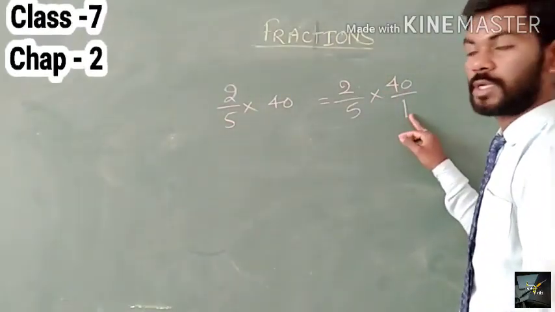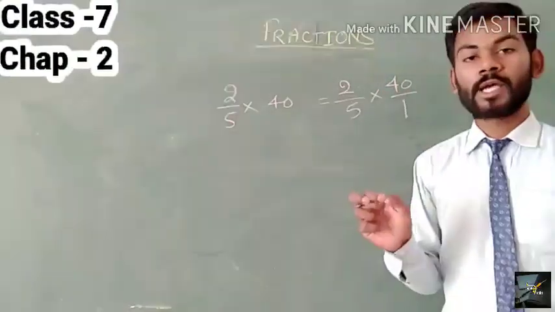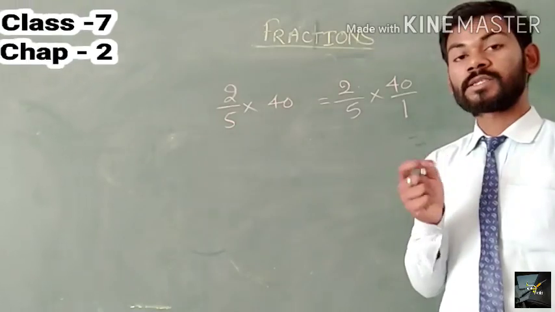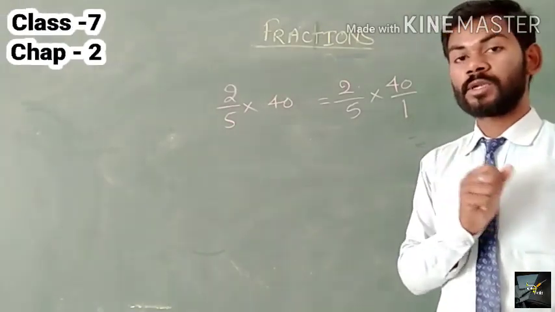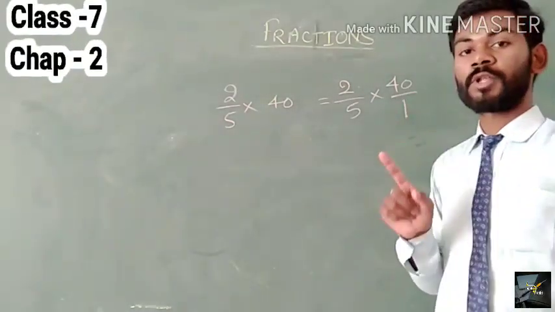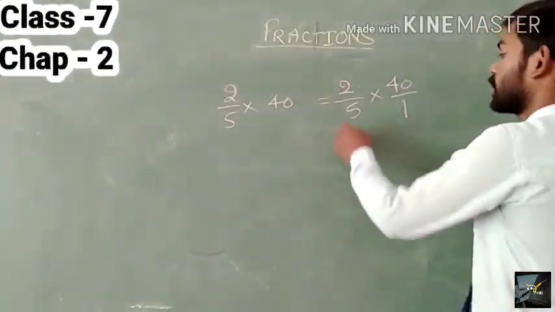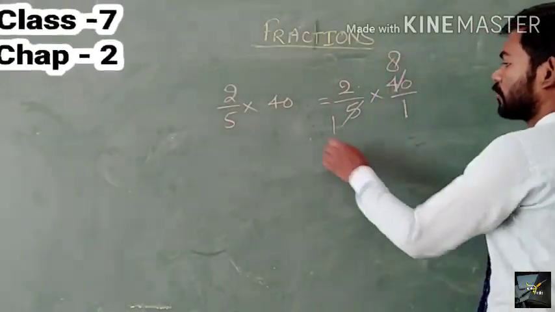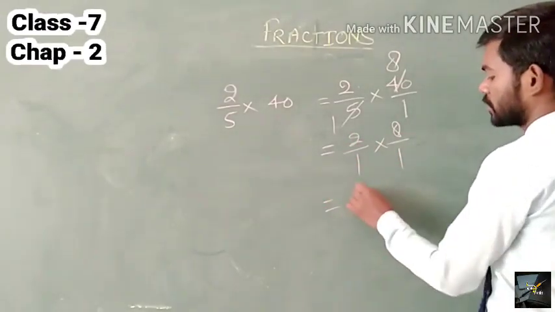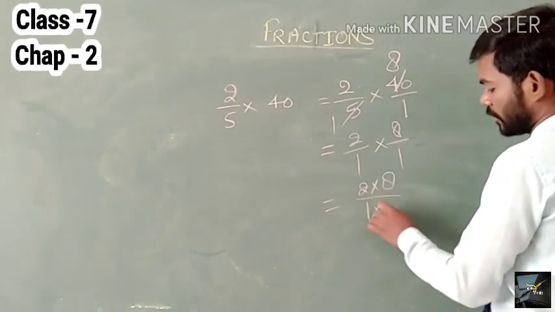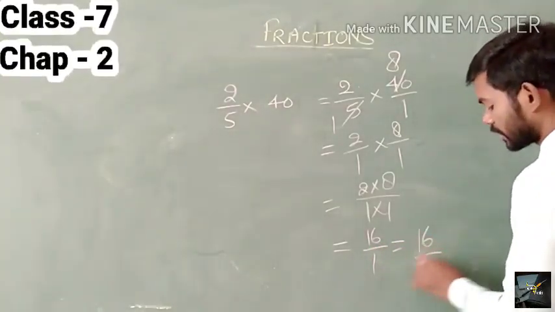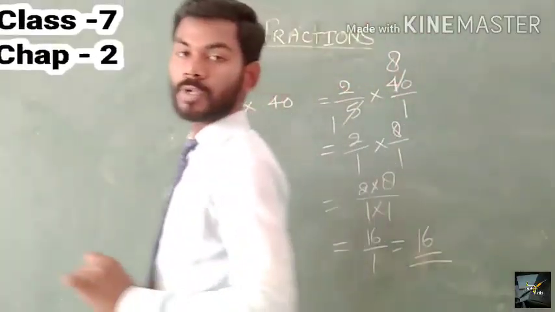This 1 is arbitrary, it doesn't matter, because as we know that whenever any number is divided by 1, the value of that number always remains unchanged. Therefore, if we divide 40 by 1, then the value of 40 will never change. Now it becomes easy. 5 1s are 5 and 5 8s are 40. So here we get 2 upon 1 multiplied by 8 upon 1. And at last we get 2 multiplied by 8 upon 1 multiplied by 1, that is 16 upon 1, or it may also be written as 16. Therefore 16 will be the right answer.